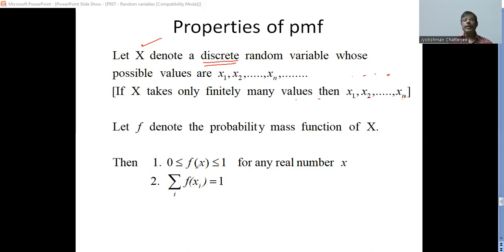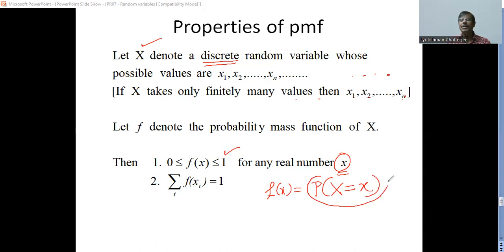Property number one: f(x) for any real number x will always be between 0 and 1. You remember a similar property of probability? Probability of any event is always between 0 and 1. That's what is happening here, and the reason is also the same. For any number small x, what is f of small x? That's nothing but the probability of the event capital X equal to small x. And because it's a probability, it must be between 0 and 1. That's why small f(x) is always between 0 and 1.